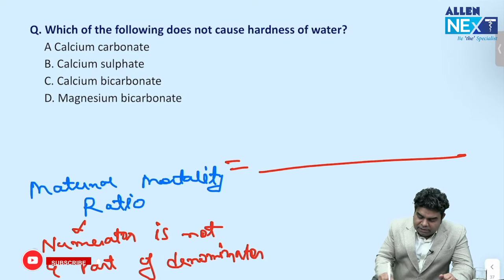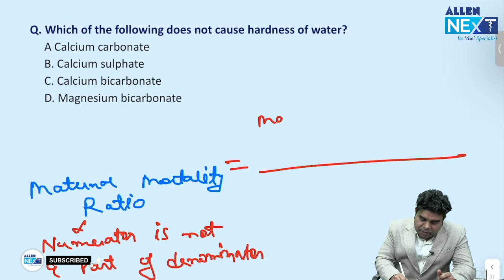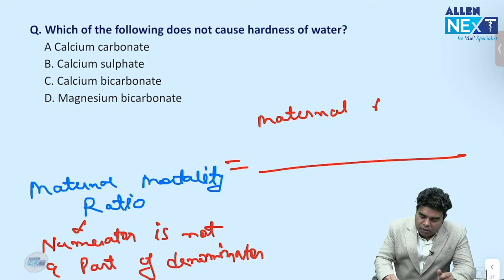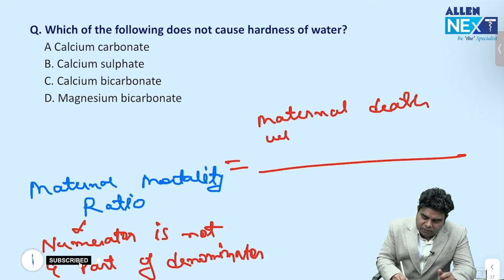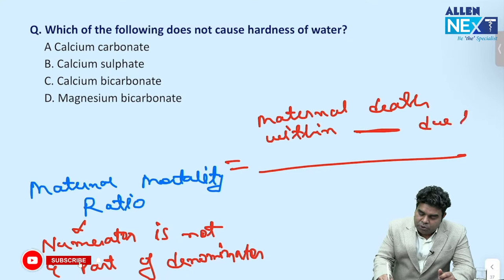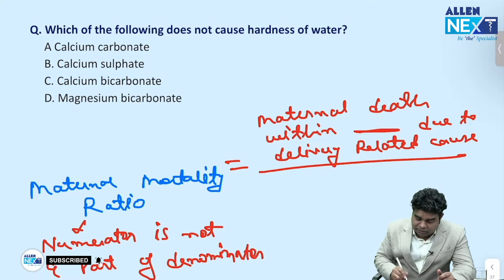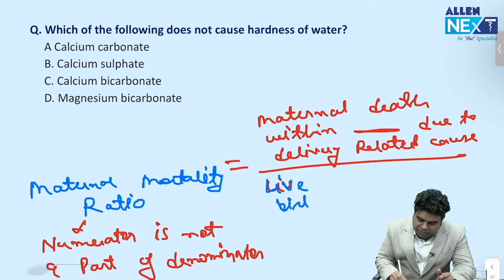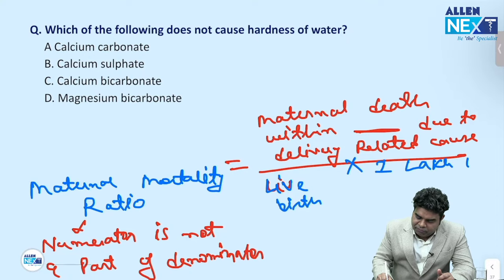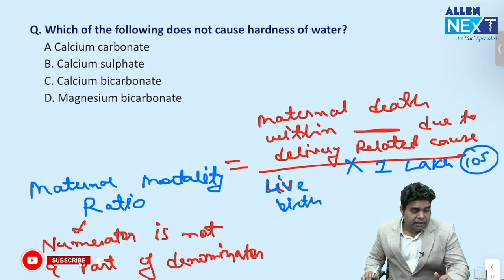And what is the definition of MMR? MMR is maternal death within how many days? What is the time limit for which it take? Due to delivery related cause. Okay, due to delivery related cause. And we divide it with live birth. How many live birth occurred? So total live birth is the denominator. And we multiply it with 1 lakh. 10 to the power 5 is the multiplication factor they ask again and again.